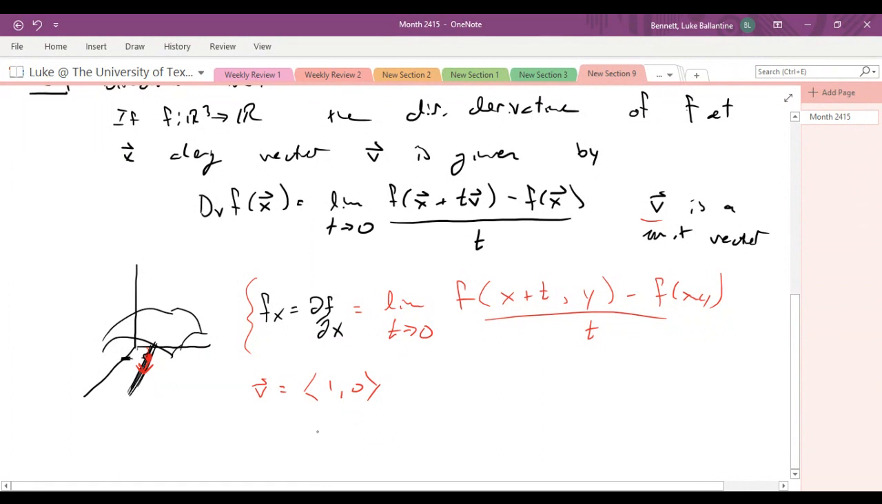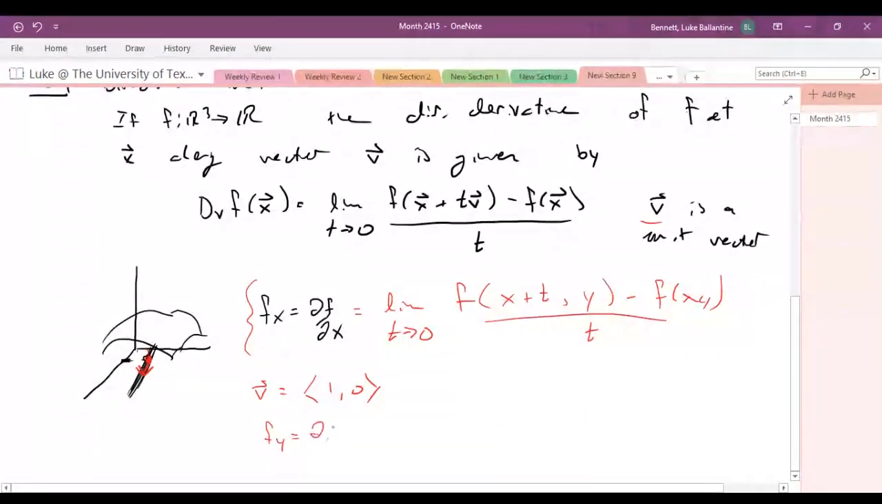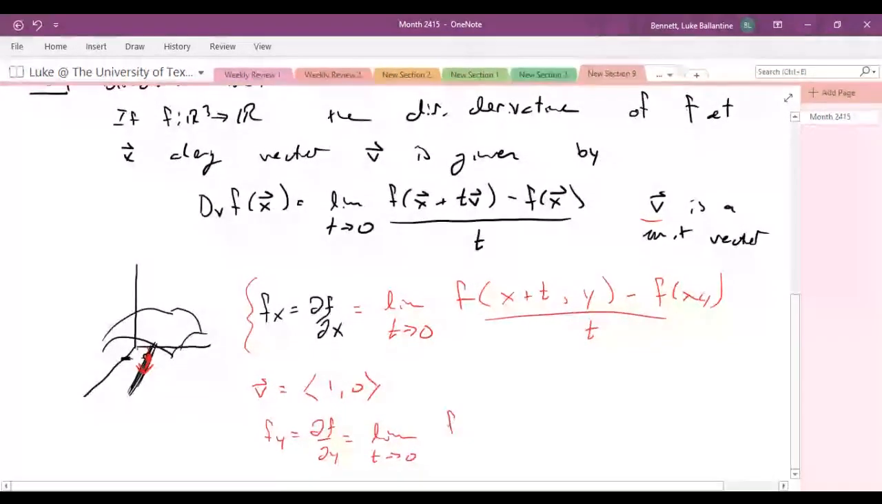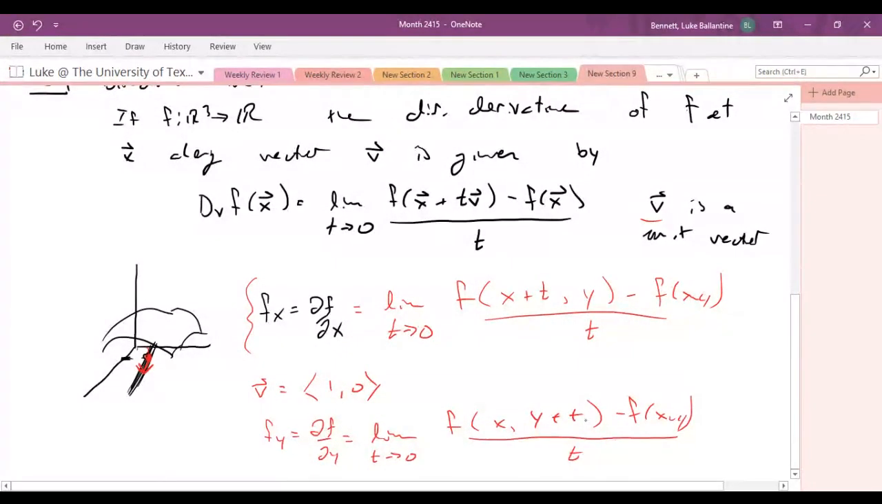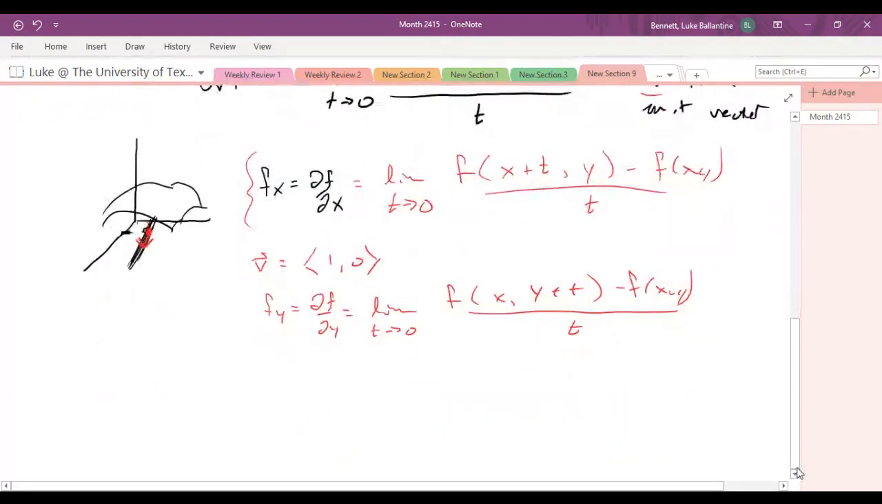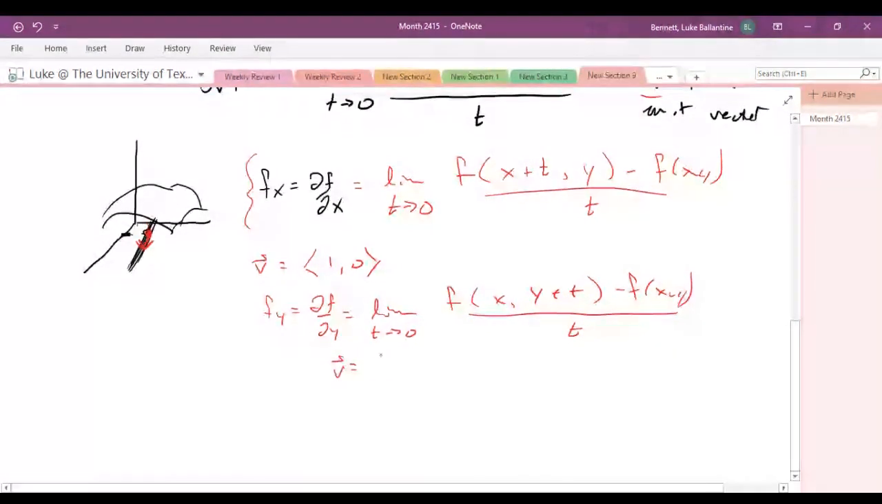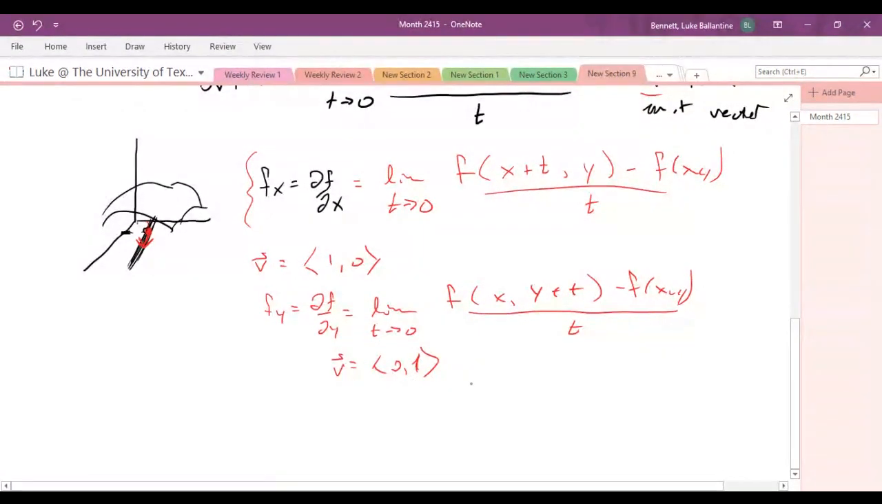And then f sub y, the partial of f with respect to y, is a limit as t approaches 0 of f of x, y plus t, minus f of x, y, over t, where this could be written as a directional derivative where v is equal to 0, 1. Notice it's a unit vector. The magnitude of v right here is equal to 1. Same thing right here. The magnitude of v is equal to 1.